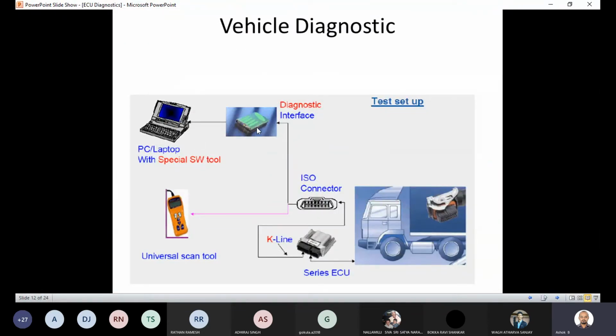See, this particular ISO connector or OBD connector will be connected with a series of ECUs through either a K line, CAN communication, or a J standard, whichever standard is available. If you connect an external PC or laptop through the diagnostic interface, you can retrieve the particular diagnostic code. Either you can connect the PC or laptop, or a separate scanning tool is also available.